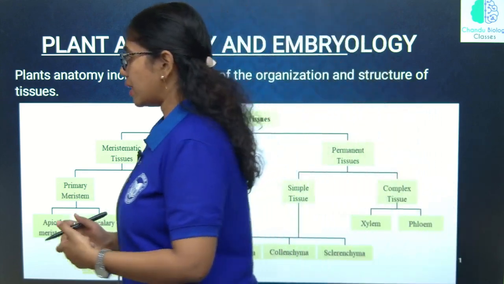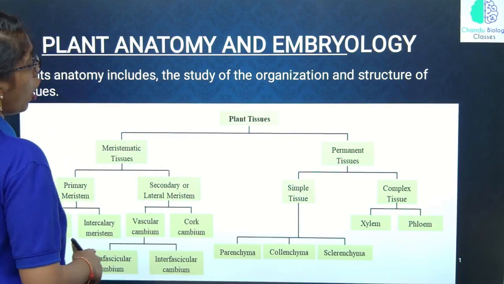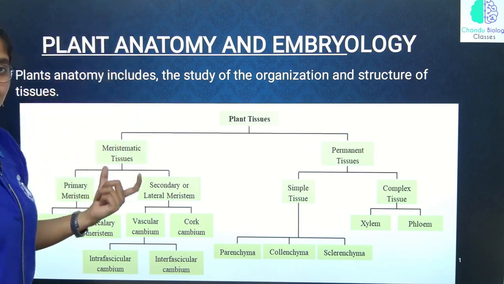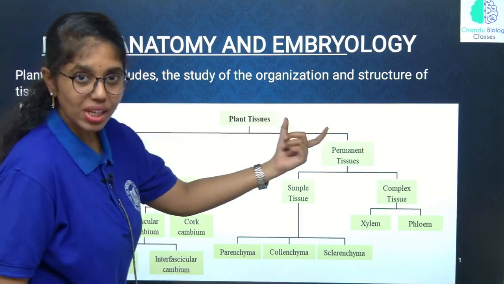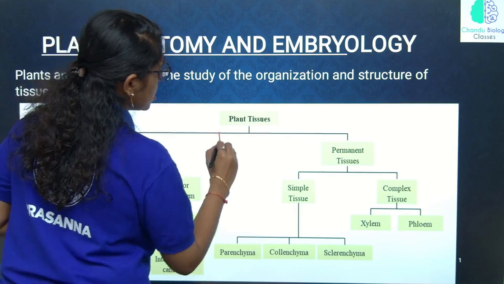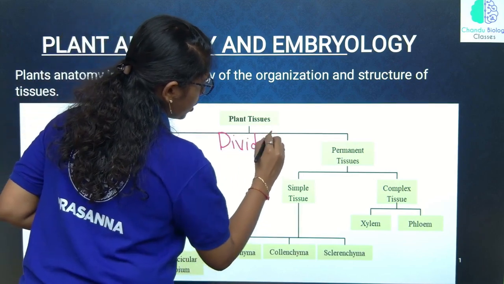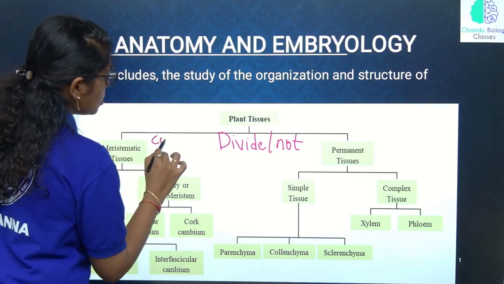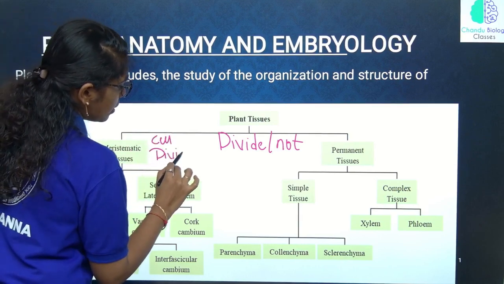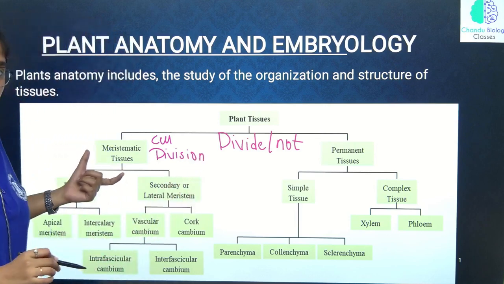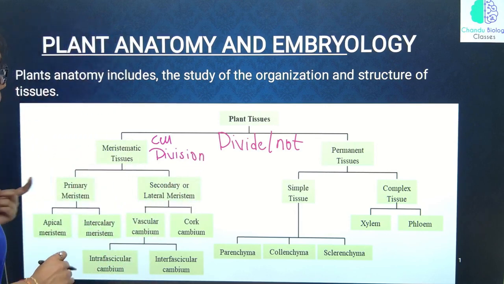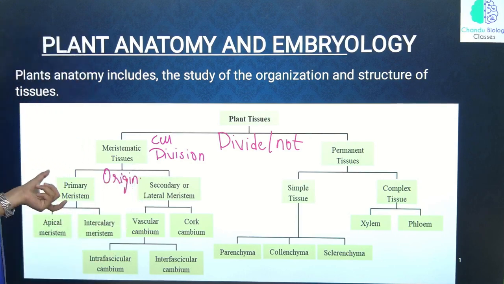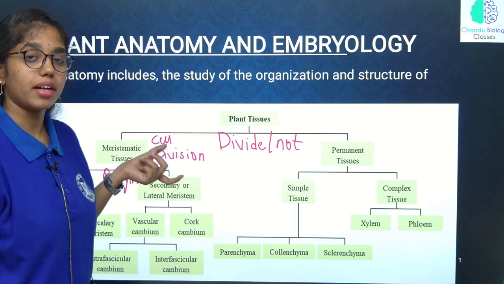Before getting into the chapter, let us have the basic idea on all different types of plant tissues. Plant tissues are primarily classified into meristematic tissues and permanent tissues only on the basis whether they can divide or not. Those cells whose activity is only cell division are placed under meristematic tissues. Meristematic tissues, on the basis of time of origin, are classified into primary meristem and secondary or lateral meristems.